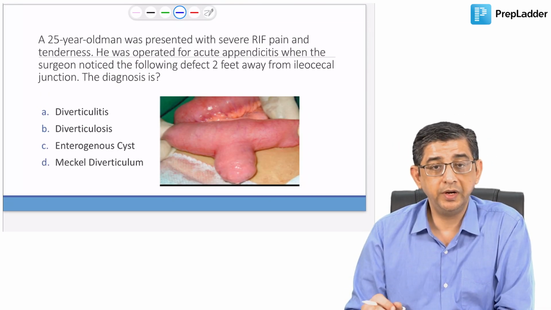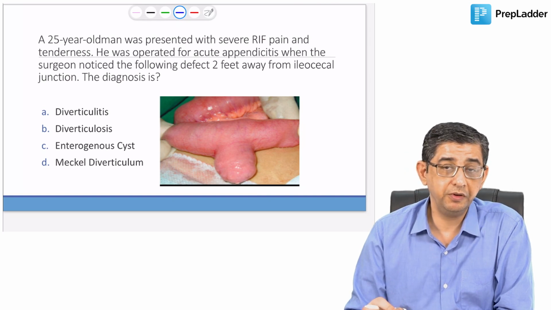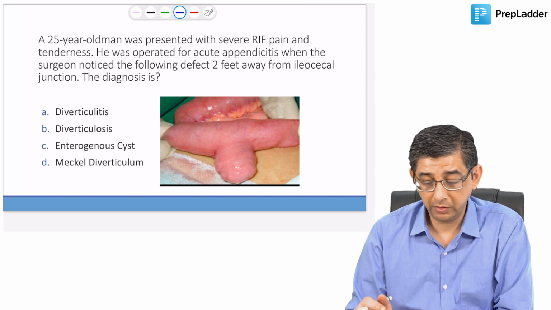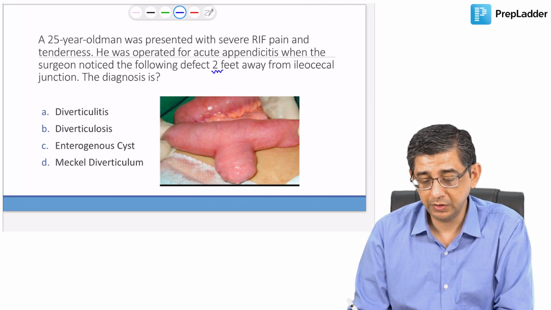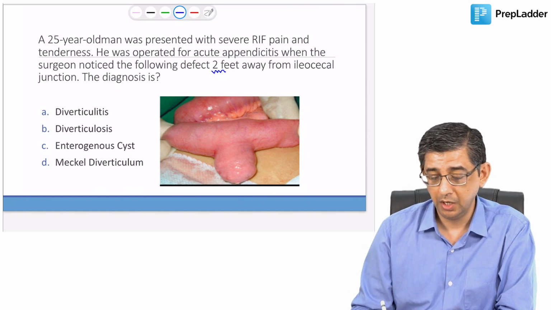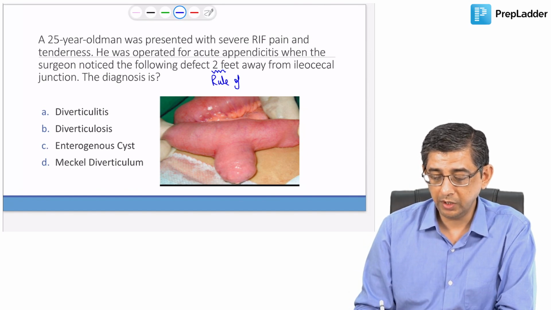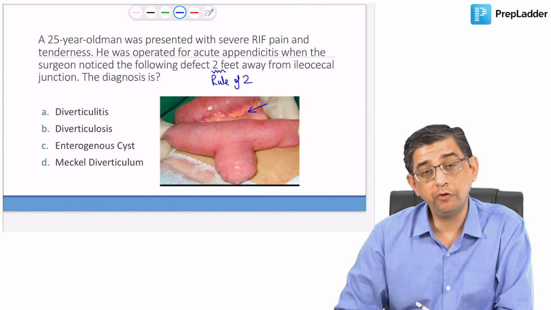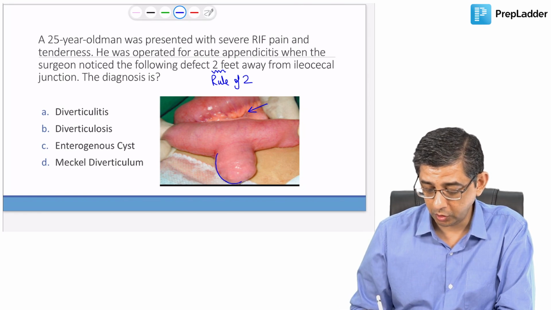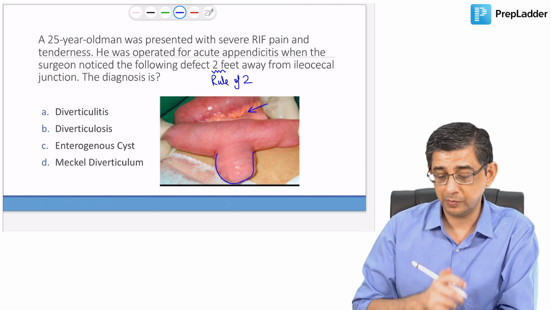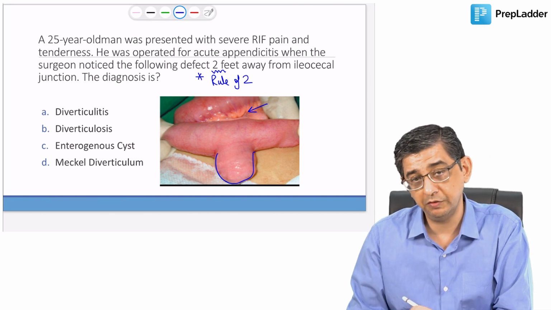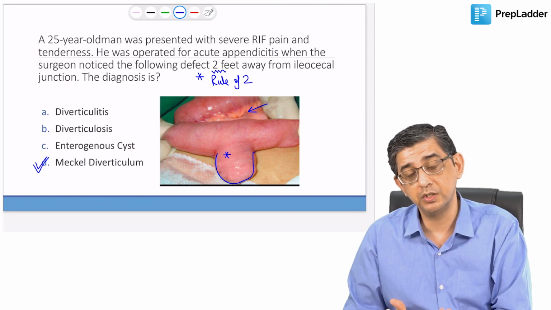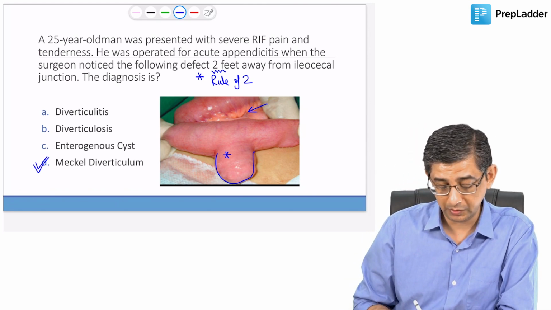The next question talks about a 25-year-old person who presented to you with severe right iliac fossa pain and tenderness. He was operated for acute appendicitis when the surgeon noted a defect 2 feet away from the ileocecal junction, which is the key for this question, because you can definitely apply the rule of 2 here and come to the diagnosis. Apart from this, also notice the fact that this is the mesentery and the lesion is present on the anti-mesenteric border. So there are 2 points provided in the question. One is 2 feet away from the ileocecal junction. Second is the anti-mesenteric border, which will narrow down the diagnosis of this question as Meckel's diverticulum. The answer to this question is option number D.